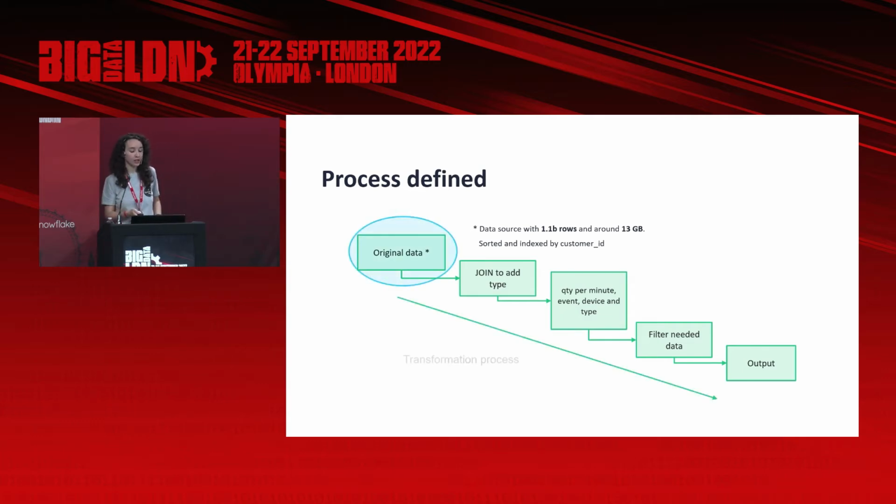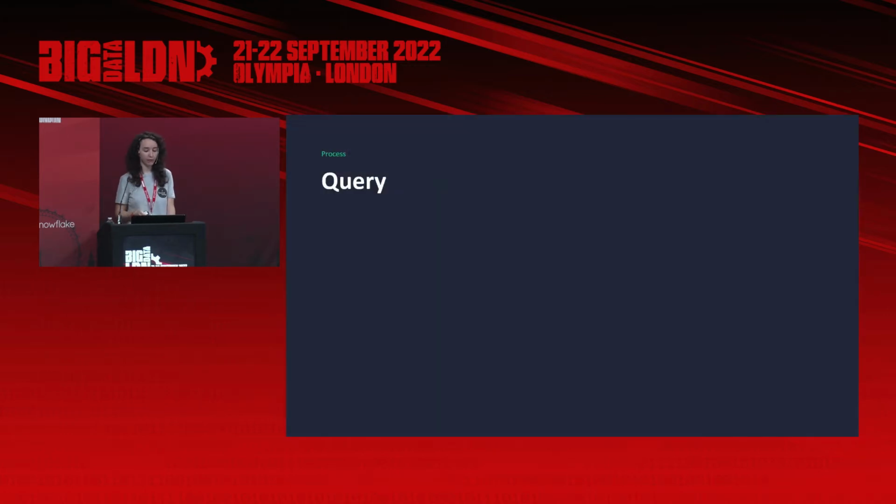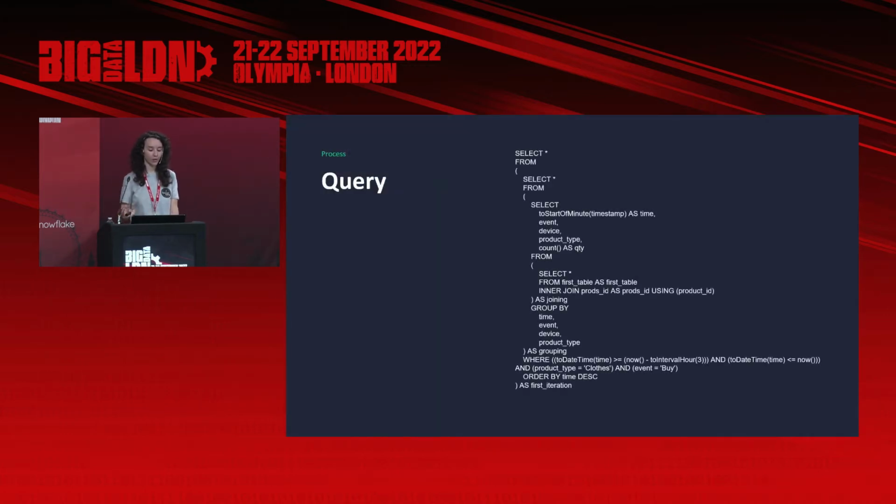So from the original data until we get the output, we perform the transformation process, right? For those interested, this is the query. As you can see, the join is in the middle. Then we have the group by, where we perform the count. And at the end, we have the filter with these 3 hours.